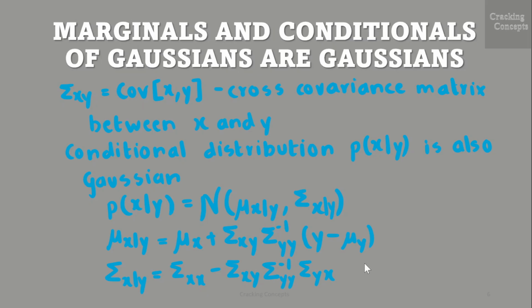The conditional distribution p(x | y) is also Gaussian and is given by p(x | y), which is a normal distribution with mean mu x given y and variance sigma x given y, where mu x given y can be written as mu x plus sigma xy, sigma yy inverse into (y minus mu y). And sigma x given y can be written as sigma xx minus sigma xy, sigma yy inverse into sigma yx. Note that in the computation of the mean here, the y value is an observation and no longer a random variable.